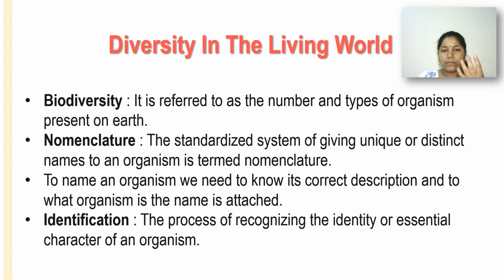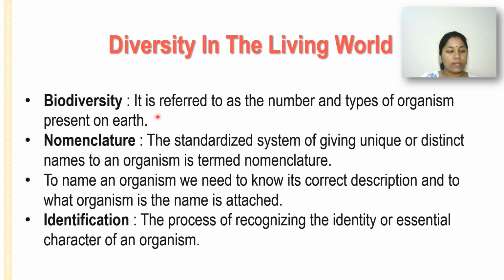The number and type of organisms present on the earth are known as biodiversity. The first term that we learned is species. The next is biodiversity. What is meant by biodiversity? It is referred to as the number and type, that is the range and diversity, the variety of organisms present on the earth. Next is nomenclature.